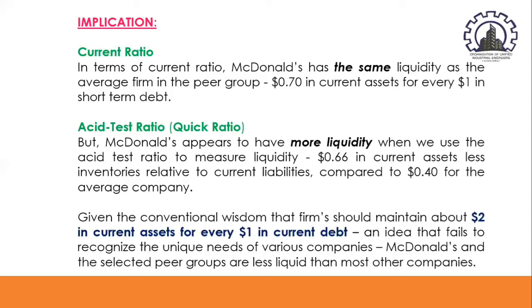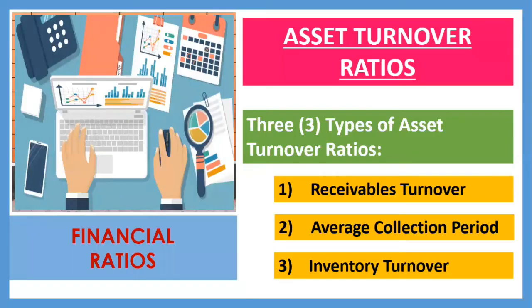Okay, next we have another type of ratio. We have what we call asset turnover ratios, and it has three types. First, we have receivables turnover. Second, we have average collection period. And third, we have inventory turnover. In order for us to better understand each of these types, let me discuss receivables turnover first.